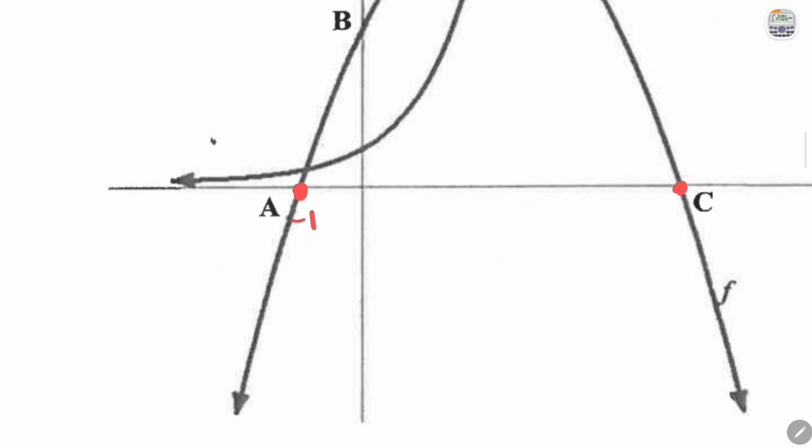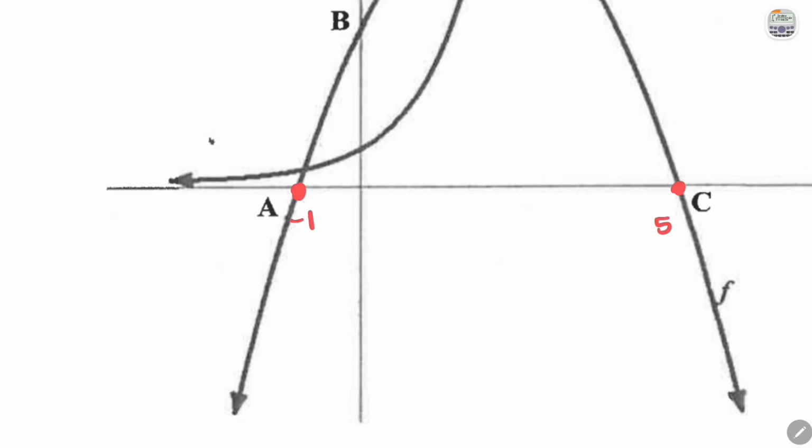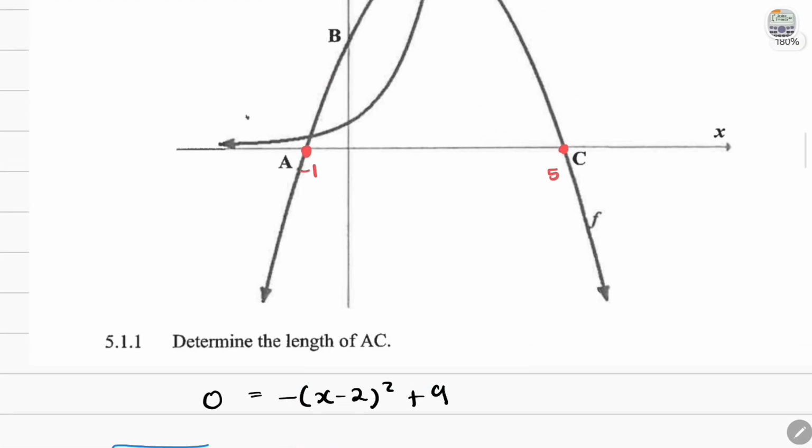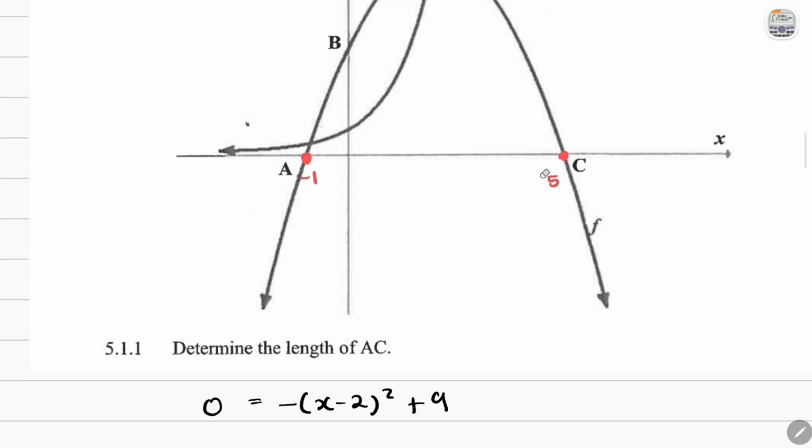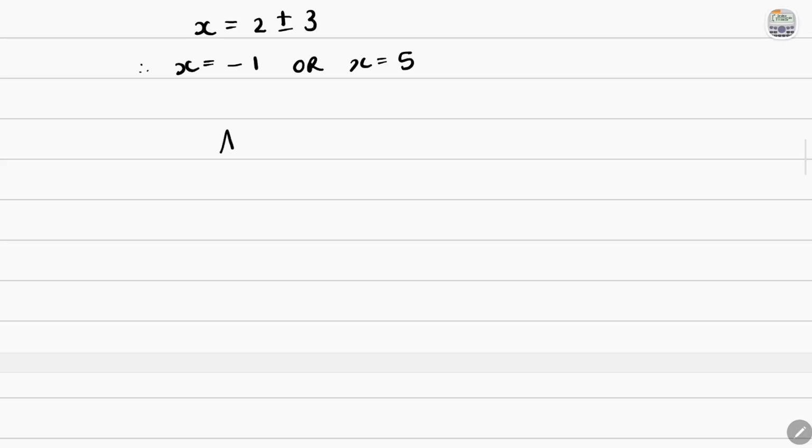A is clearly the negative 1, and this is the positive 5. So now we know that to find AC, you can just take the highest x value minus the lower x value. And so AC is equal to 5 minus negative 1, which is going to be plus 1. So AC is equal to 6 units. And that is our answer. Moving on to the next question.